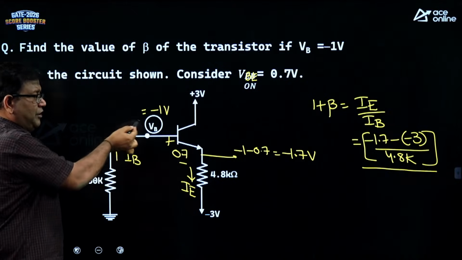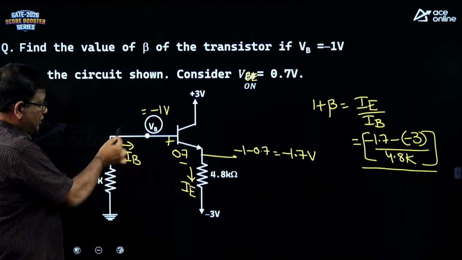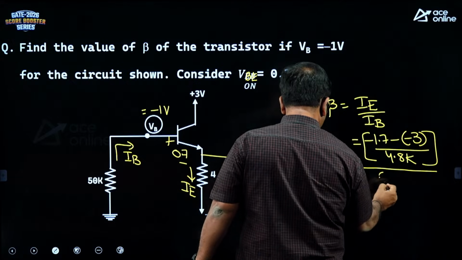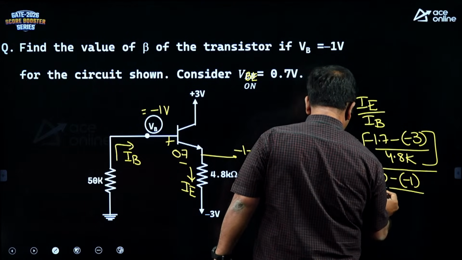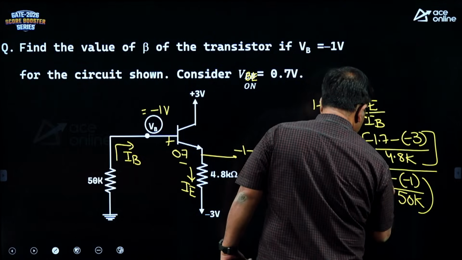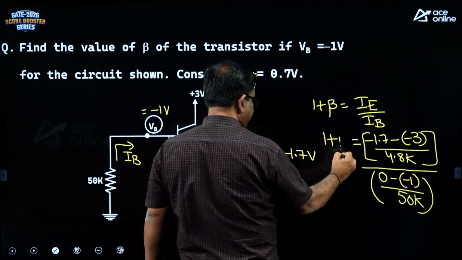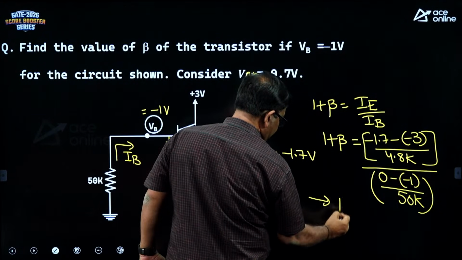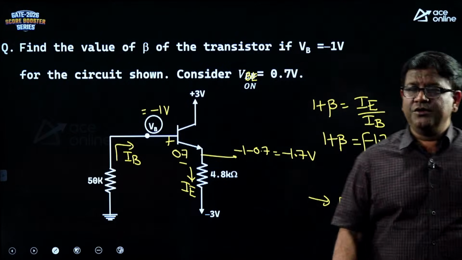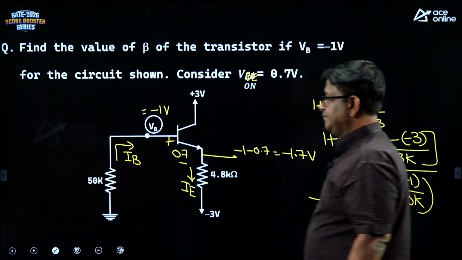And what is IB? IB is 0 minus of minus 1, which is 1 volt, by 50K. So, this is going to be 1 plus beta. So, from here you can calculate the value of beta.